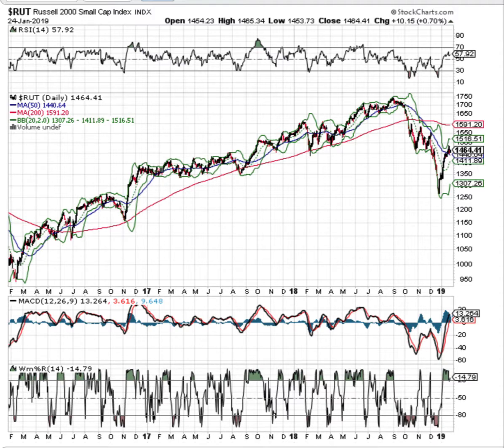RSI was below its 30 line. Both indicated an oversold condition, and not long after, the RUT began to rocket from around 1250 to more than 1464. And then again, we can confirm even more. The more confirming indicators that we have with technical analysis, the better.